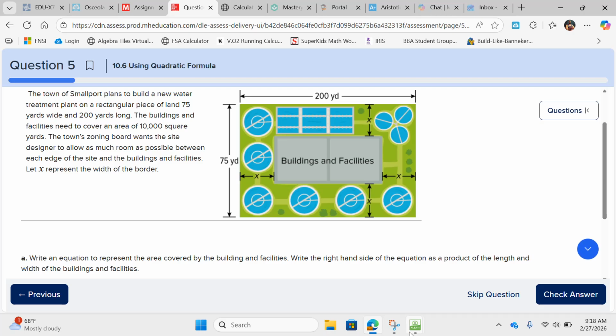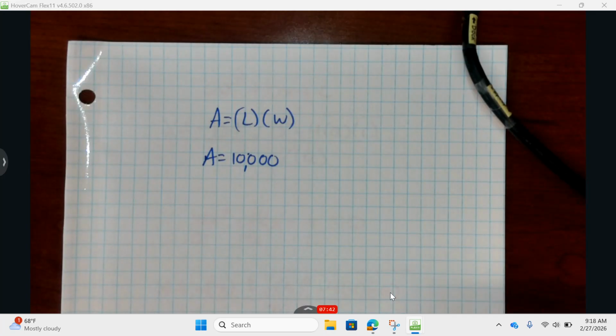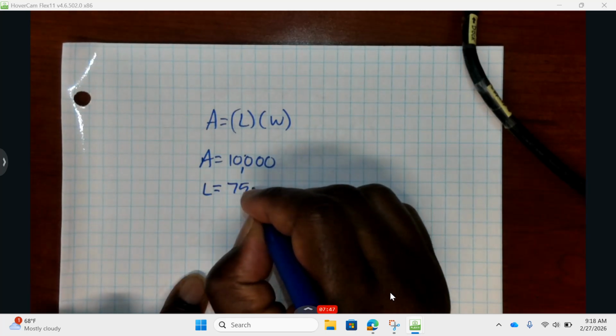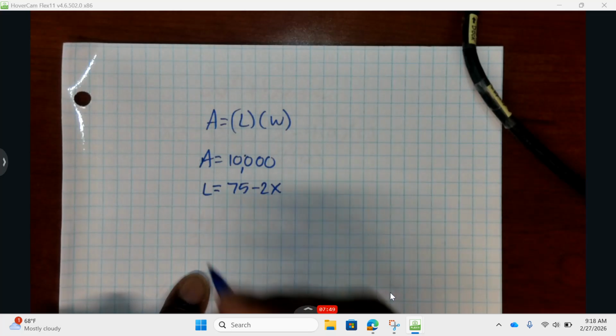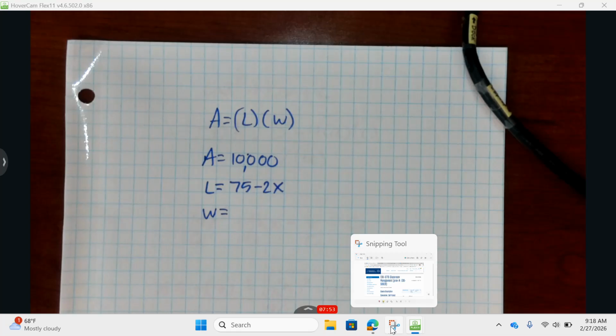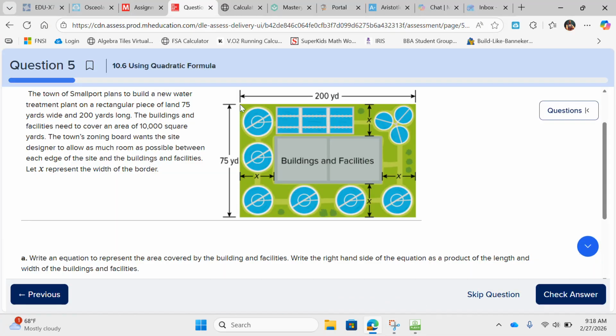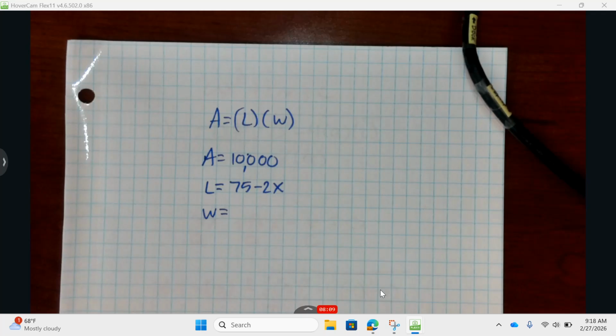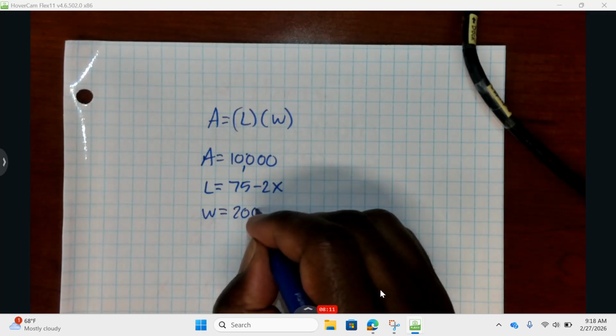Okay, so I'm going to write that down right here. So I'm going to say length equals 75 minus 2x. Okay, the width, that was like 200, right? Yeah, 200 for the whole thing, but just buildings and facilities, which is right here, I have to take an X off of that part and another X off that 200. So I have to take 2 X's off of that. Okay, so that's why this right here is going to be 200 minus 2x.